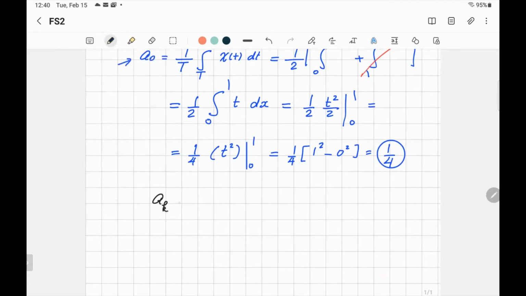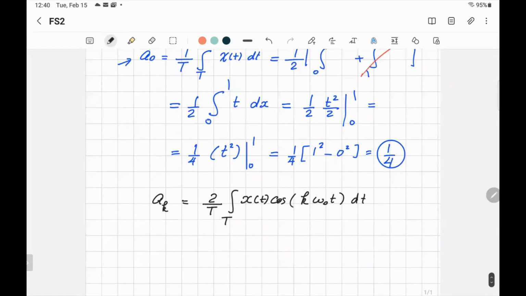It's very similar to A naught, but what's the difference? AK equal to, instead of 1 over T, 2 over T. You don't have to memorize, you have it in the formula sheet, but when you solve many problems, you will get used to it, you remember it, and then when you are in the exam, you don't have to waste time for looking for the formula. The same thing will be integrated over the period T, x of t, cosine what? K omega naught t.